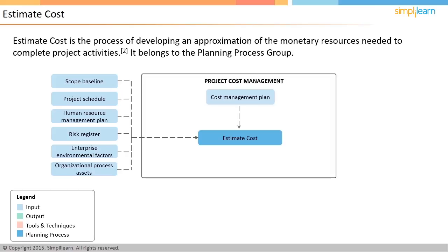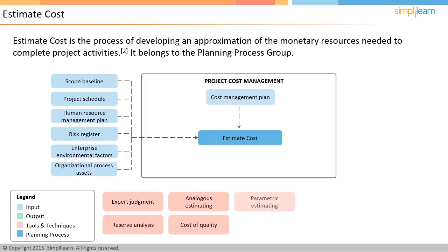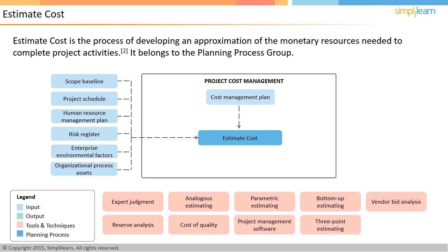Let us now look at the tools and techniques used in this process. Expert judgment, reserve analysis, analogous estimating, cost of quality, parametric estimating, project management software, bottom-up estimating, three-point estimating, vendor bid analysis, and group decision-making are the various tools and techniques used in this process. Most of the tools and techniques used here are similar to the ones used in the time management knowledge area.